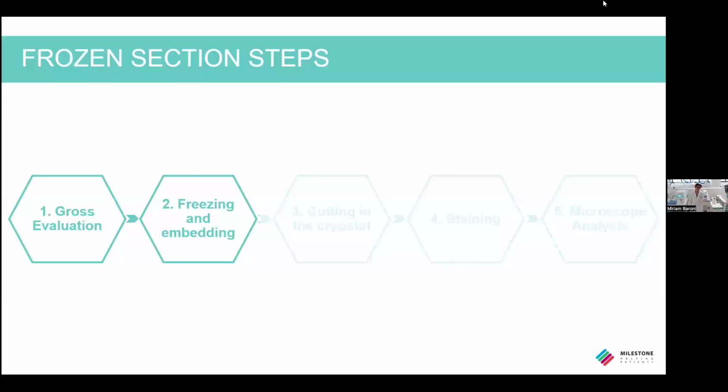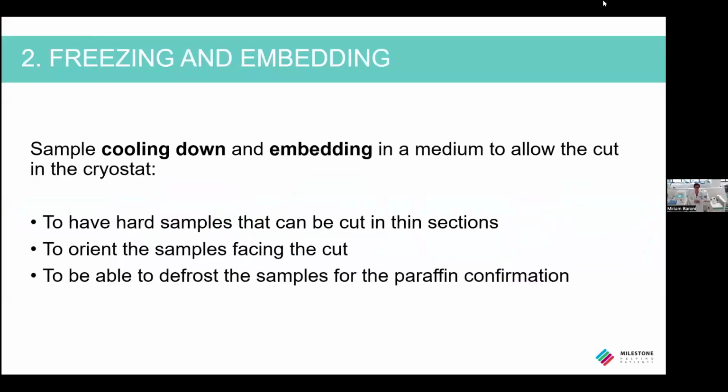After the gross evaluation, we can move to the second step, that is the freezing and the embedding of the sample. In the freezing step, the cooling down technique allows us to have harder tissue that can be put in the cryostat and cut in a few minutes. This allows technicians to skip the processing and embedding in paraffin, which instead requires at least some hours.